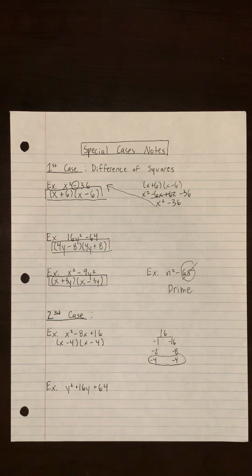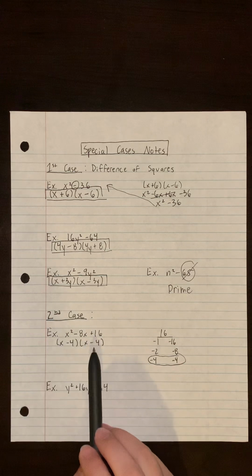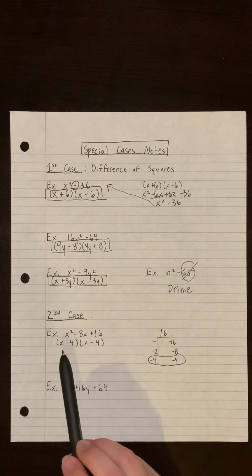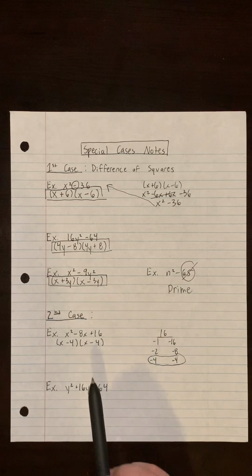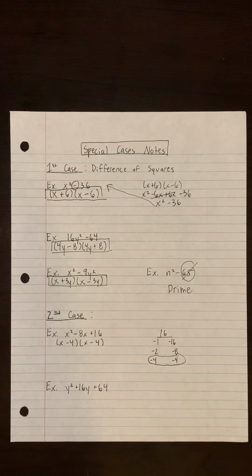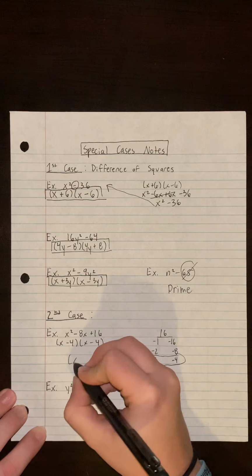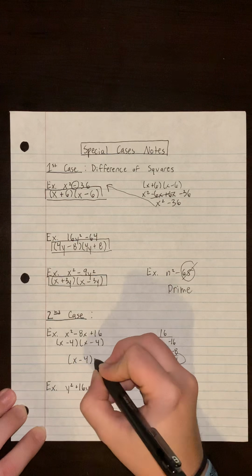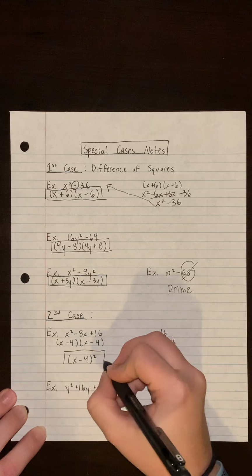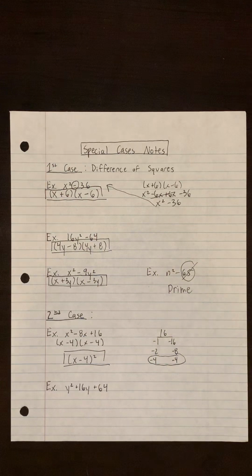Now here's the part where this becomes a special case. Notice it is the exact same factor twice. So you have x minus 4 times x minus 4. Well, when you're multiplying something by itself, you're squaring it. So the way you actually want to write this is x minus 4 squared. This would be the correct answer.